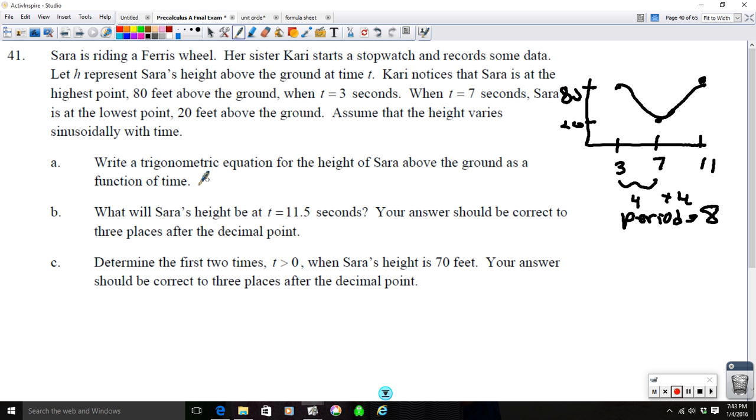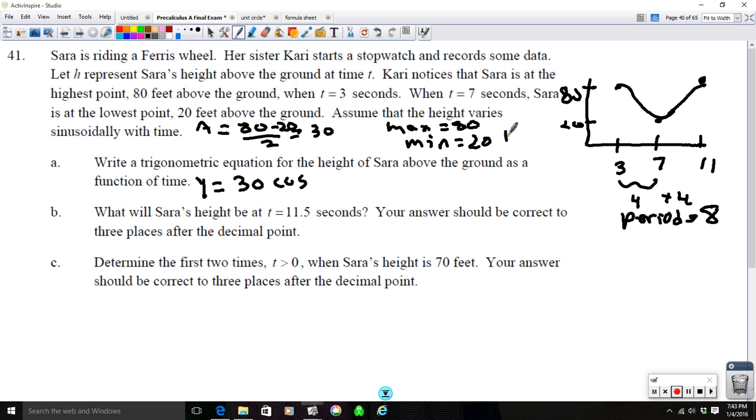So to do the trig function, y is going to be equal to, A is max of 80, min of 20. So A is max minus min divided by 2. 60 divided by 2 is 30. So this is positive 30 because we started at the maximum for cosine. B is going to be 2 pi over the period, and we said the period was 8. This is pi over 4.